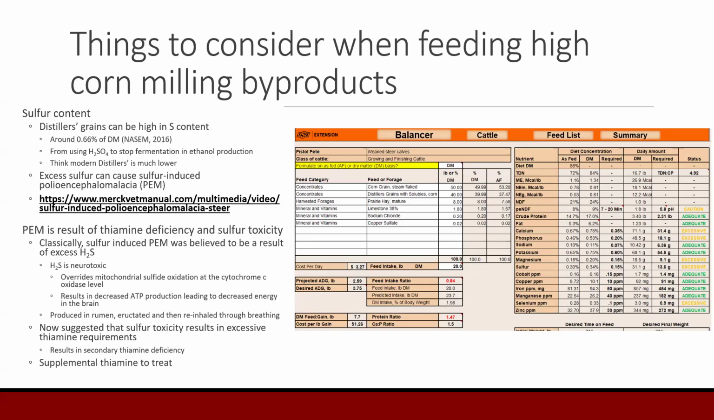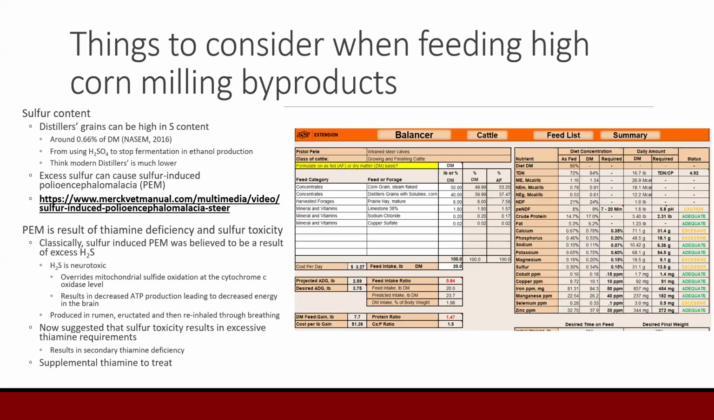You don't need to know that. I don't even really know what that means. I know the cytochrome C oxidase is involved in electron transport in mitochondria. Okay. So this results in decreased ATP production, leading to decreased energy reaching the brain. Predominantly, glucose is the main energy currency for brains. So it's produced in the rumen, eructated, so belched out, and then they'll breathe it back in and experience this H2S toxicity. Okay? So the other suggested means is a sulfur-induced thiamine deficiency.